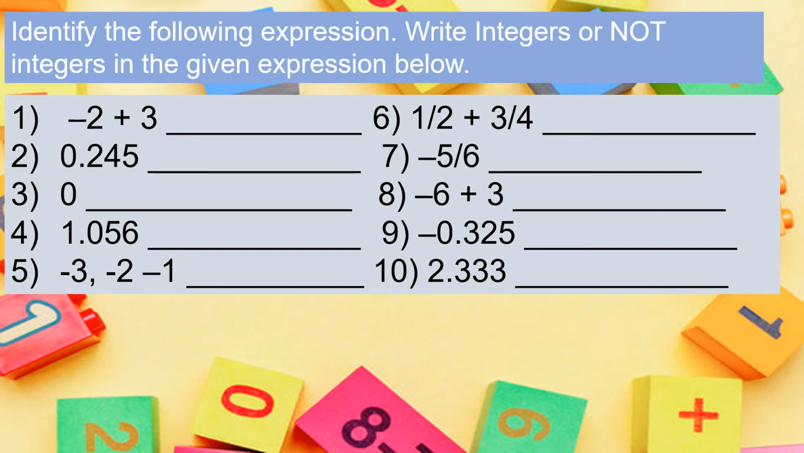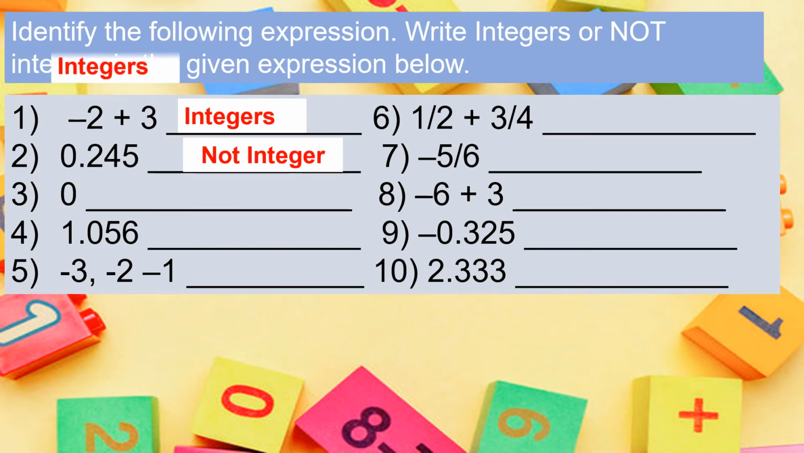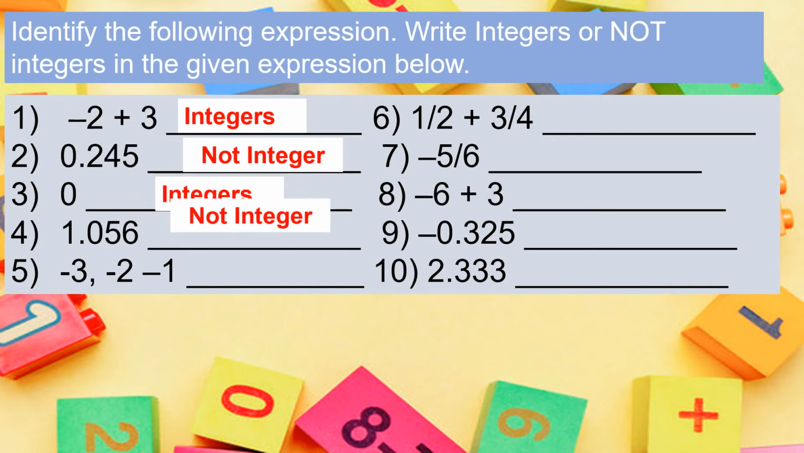Okay, so number 1, negative 2 plus 3, integers. Number 2, 245,000, not integers. Number 3, 0, integers. Number 4, 1 and 56,000, not integers dahil siya ay decimal.